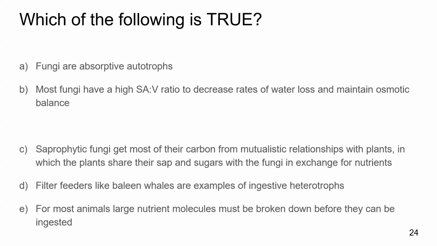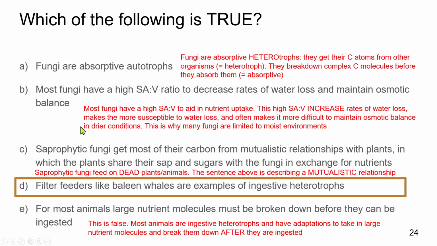And so 80% are saying D. D is the true statement. Fungi are absorptive autotrophs. That's false. They are heterotrophs. Most fungi have a high surface area to volume ratio to decrease rates of water loss. No, it's to increase nutrient absorption. And it really doesn't help with maintaining osmotic balance because they lose lots of water.